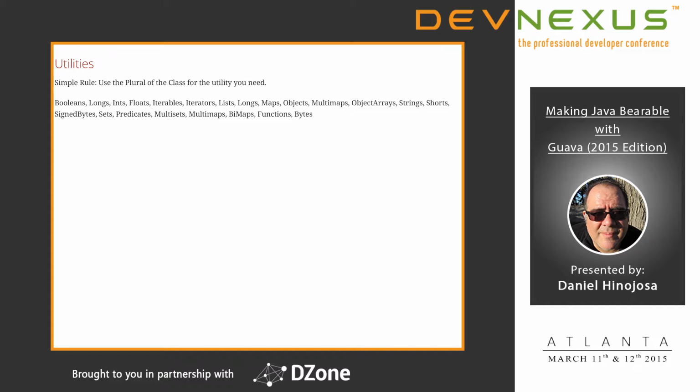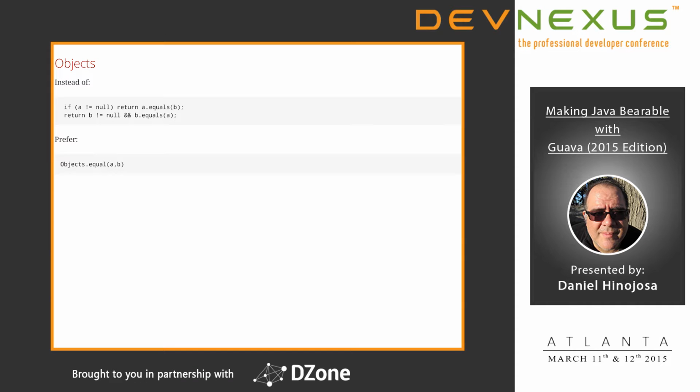So Booleans, Longs, Ints, Floats, and so on, all the way to Functions, Bytes. There are actually some more with a later version. I probably need to update this list. But there are quite a few. There are Funnels, a lot of different objects that you can use. Okay? So let's go through some.